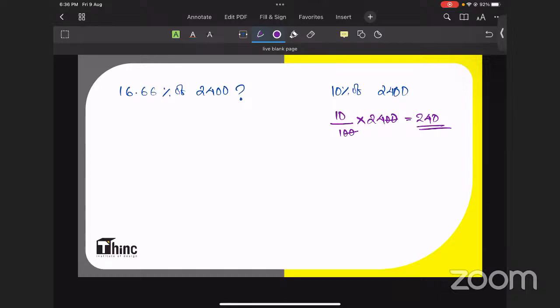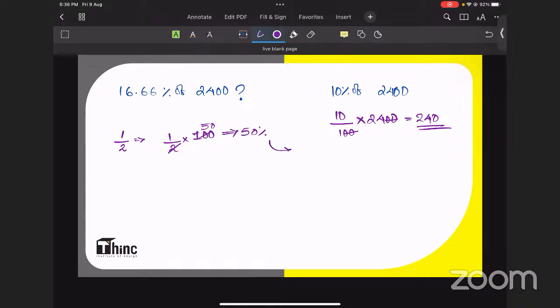So over here, let's see what a percentage looks like. We have a fraction, for example, 1 by 2. How much percentage is 1 by 2? How will you convert a fraction into percentage? 1 by 2 into 100 means it is 50. So 1 by 2 means 50%. This is how we are converting a fraction into percentage.